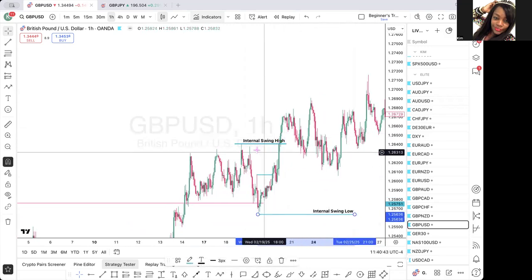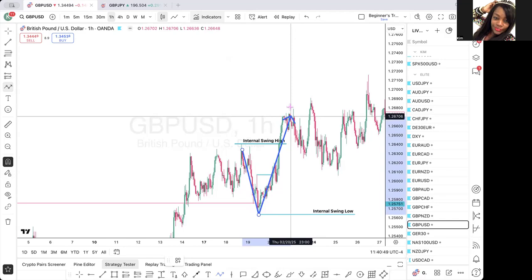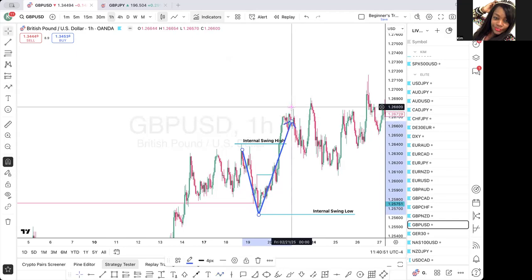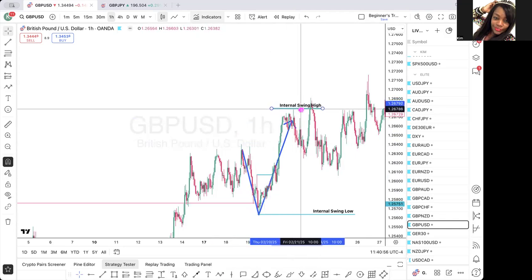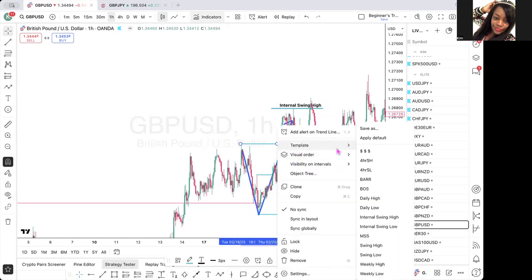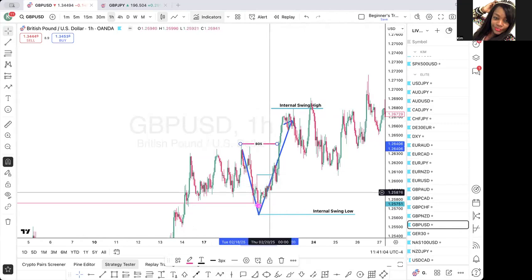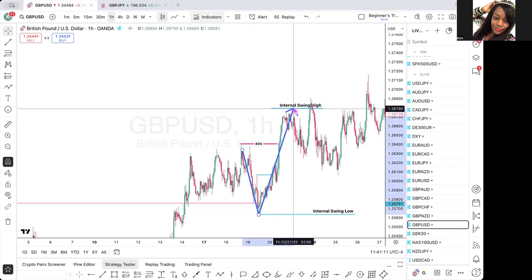You could stay in the trade. So now this is our current swing. This is now our internal swing high. This is now our break of structure. So now this is your current swing. Does that make sense? Anybody have any questions on that?